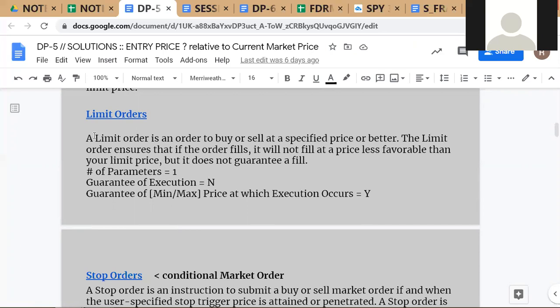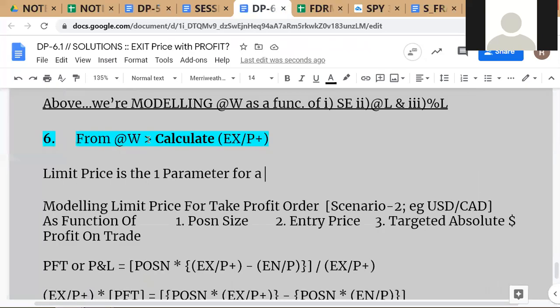Okay, so in a limit order, you have one parameter. So that's what we are talking about. The limit price is the one parameter for a limit order. When you go to an IBTWS and try to place a limit sell order or limit buy order, it will ask you for a limit price.